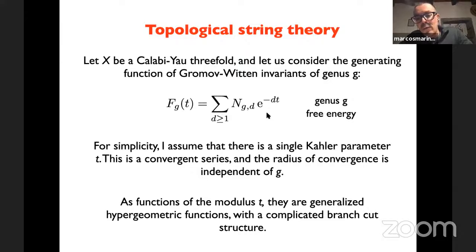And these are quite complicated functions. When you use mirror symmetry, you see that they are essentially generalized hypergeometric functions with a complicated branch cut structure and so on. And part of the complication of mirror symmetry is to actually calculate and understand these functions.